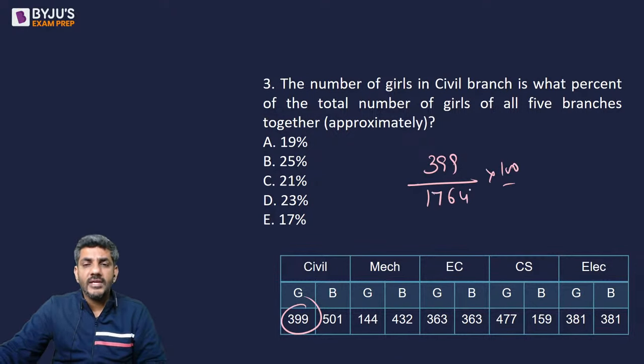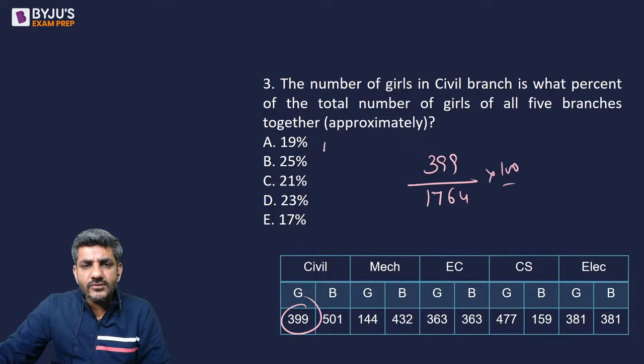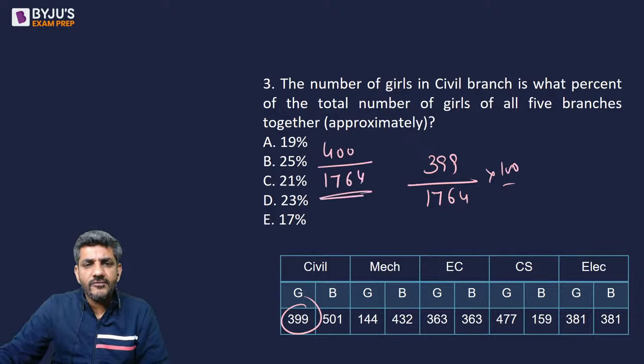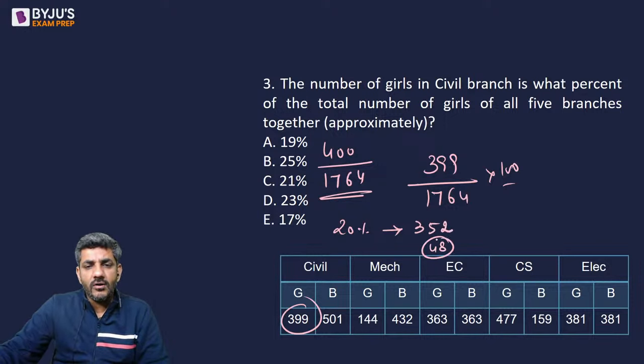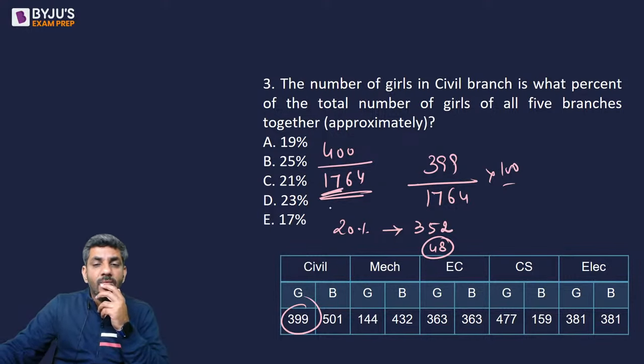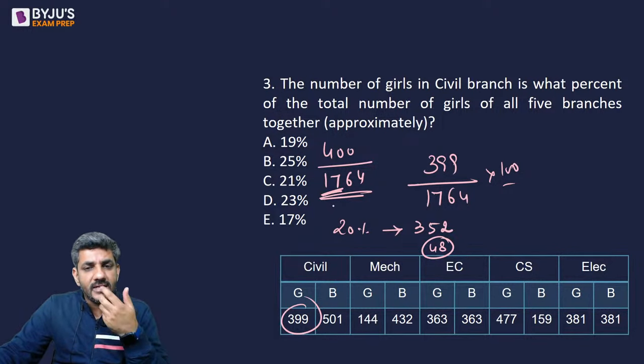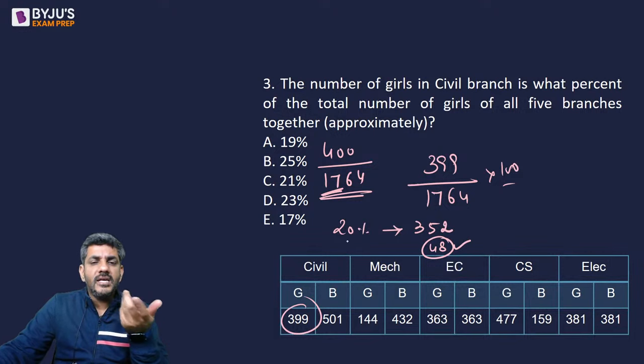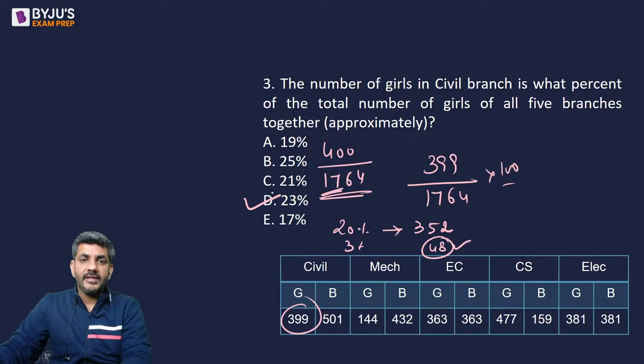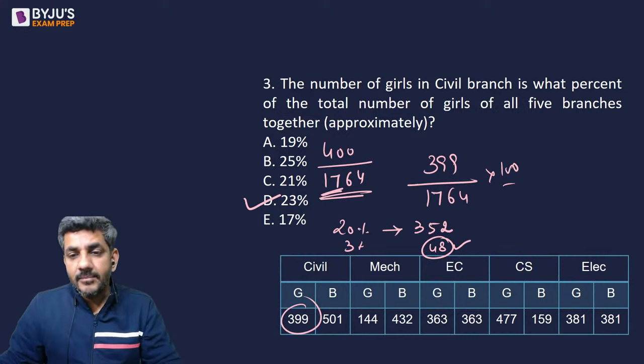अभी थोड़ी देर पहले हम लोग किया ही था. तो मैं 399 की बजाय इसको 400 ले लेता हूं. So 400 is what percentage of 1764. 1764 का 20% जो आएगा it will be equal to 352. बचा मेरे पास 48 और इसका 1% आएगा 17.6, 2% आएगा 34 के आसपास, 3% आएगा 51 के आसपास, मतलब 3% और ऐड होगा. So it is very close to 23% in my opinion. Yes, so approximately 23% is the right answer.